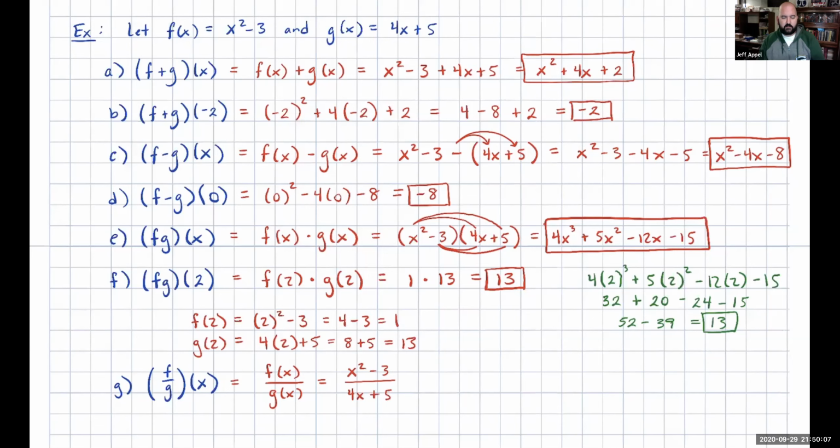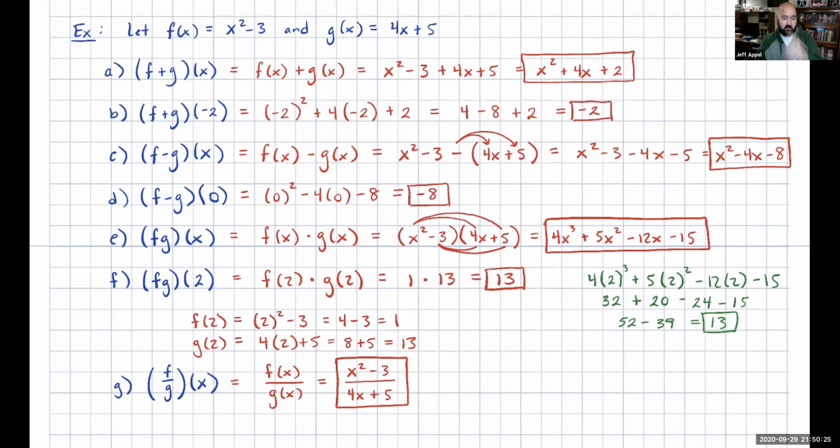Now, numerator and denominator are completely factored out. So there's nothing we can do with this one. So that is your answer. So the division ones, most of the time, are going to be the easiest because unless you can simplify it, there's not going to be anything you can do.